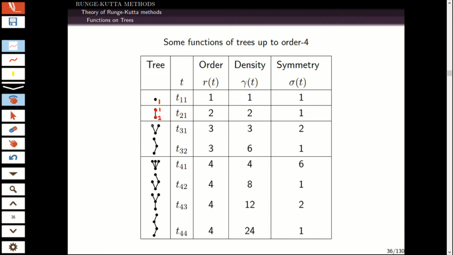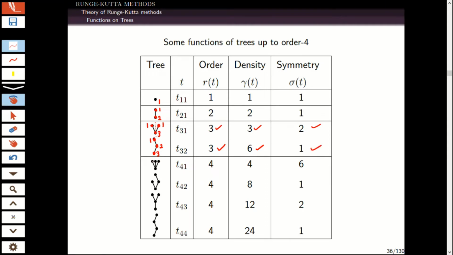For this tree here, we have 3 vertices, that's the order. And then density, so 3 times 1 times 1, so we have 3. Now symmetry is the number of ways you can label them. I have 2 ways, so that's 2. Now for this tree, order r is 3, density will be 3 times 2 times 1, which is 6. And for the symmetry, there's only one way to label it.